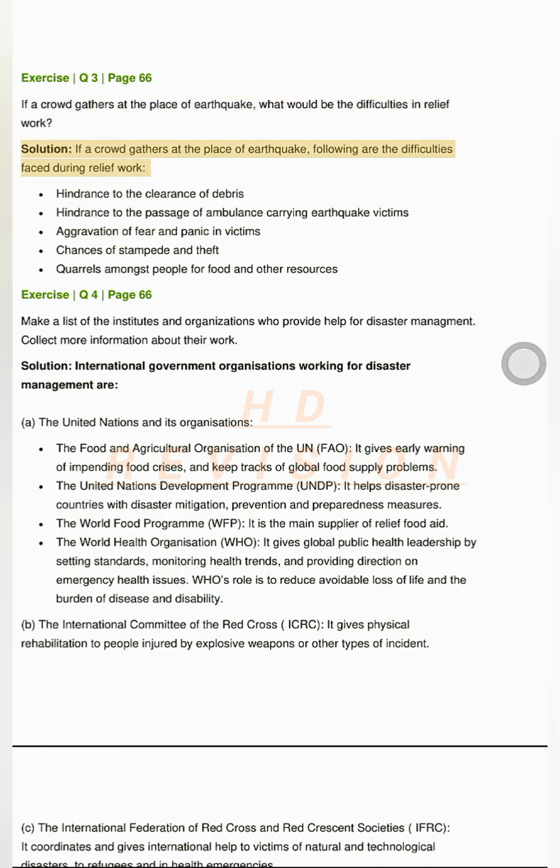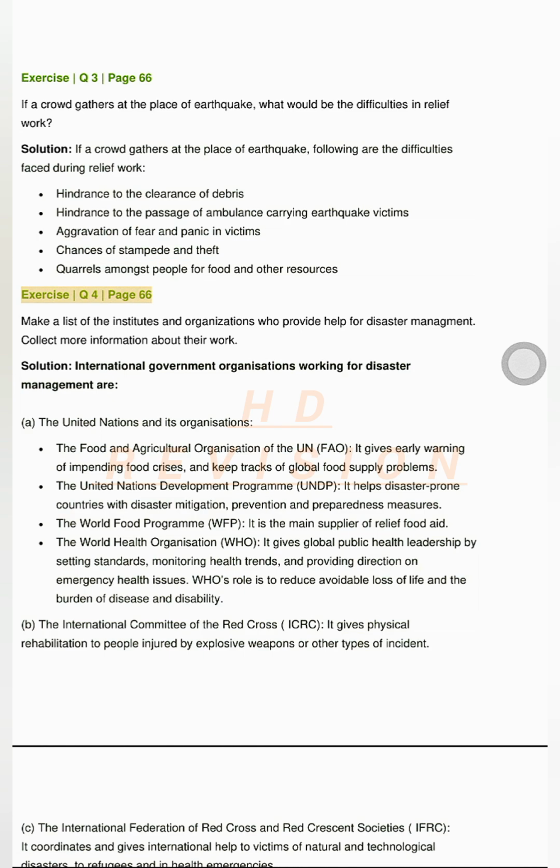Solution. If a crowd gathers at the place of an earthquake, the following are the difficulties faced during relief work. Hindrance to the clearance of debris. Hindrance to the passage of ambulances carrying earthquake victims. Aggravation of fear and panic in victims. Chances of stampede and theft. Quarrels amongst people for food and other resources.